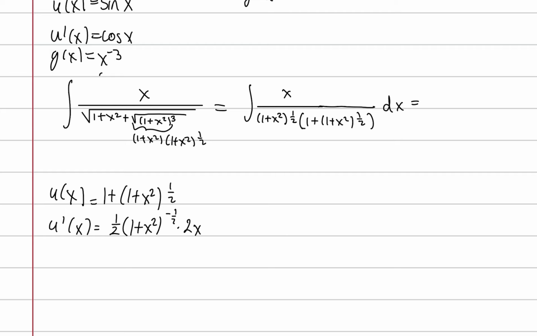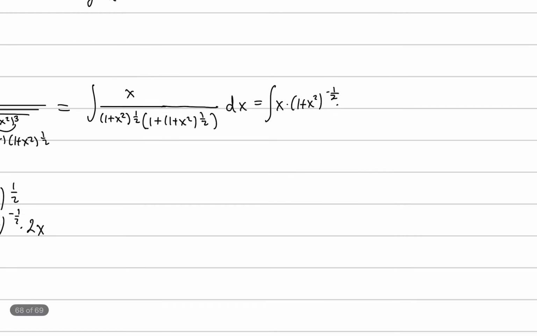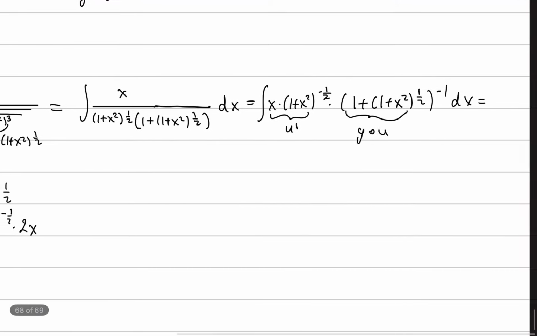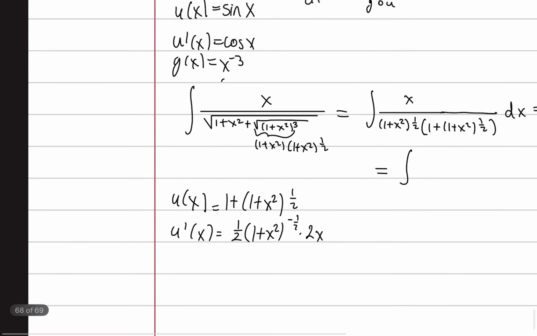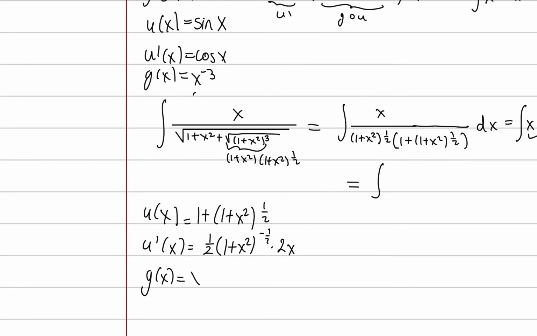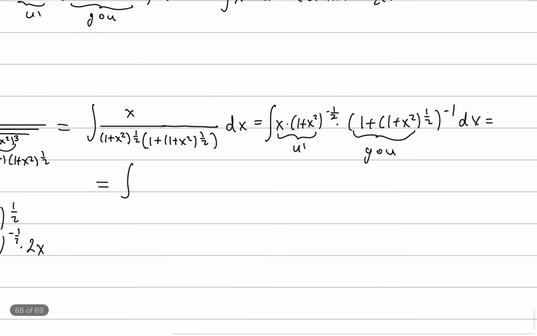And this, we can just create our g of x. So we're going to write this as x times 1 plus x squared to the negative 1 half times, what do we have? Well, this whole thing, I'm just going to write with a negative exponent, right? So that it becomes more obvious what's going on. Okay, and this we said was our u prime. So this must be our g of u. So our inside function we said was u, and what's being applied to it is x to the negative 1. So that's our g of x. Our g of x is x to the negative 1. So using reverse chain rule, we get this dx.